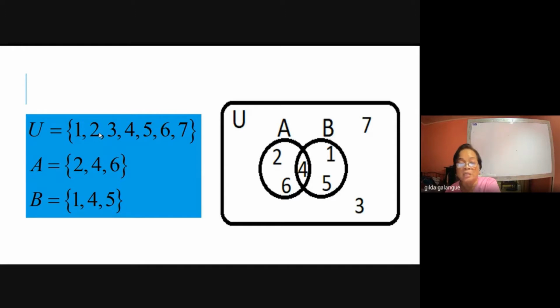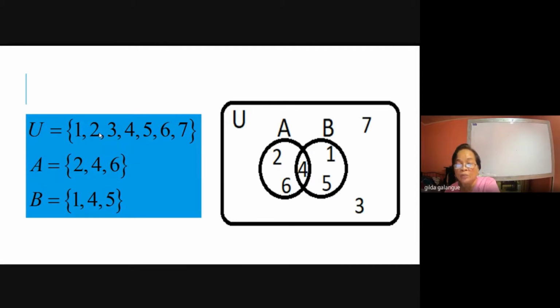The answer is 4. We have set A: 2, 4, 6. So we have missing numbers 2 and 6. We need to place them in set A. Next, we have set B: 1, 4, and 5. We have missing numbers 1 and 5. We place them in set B.